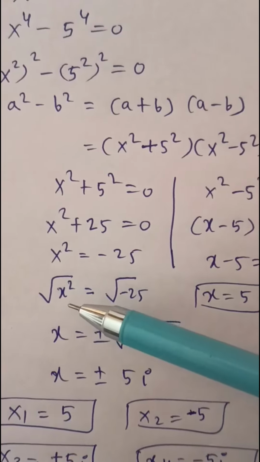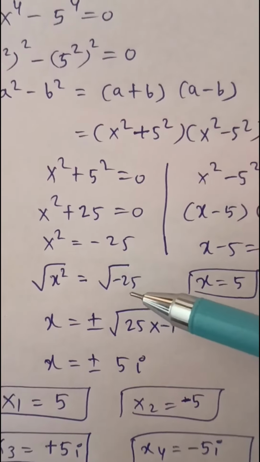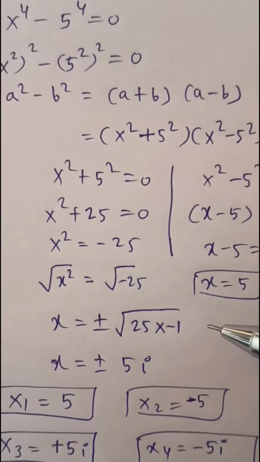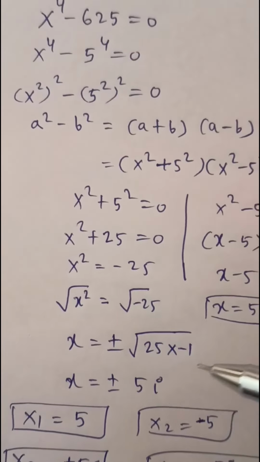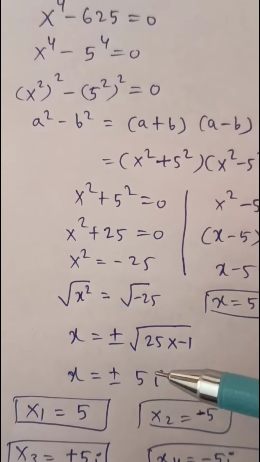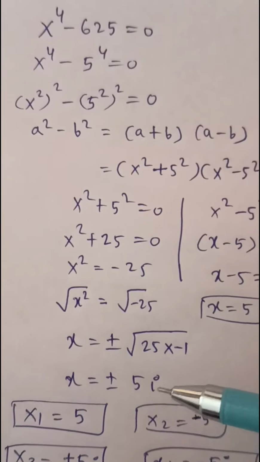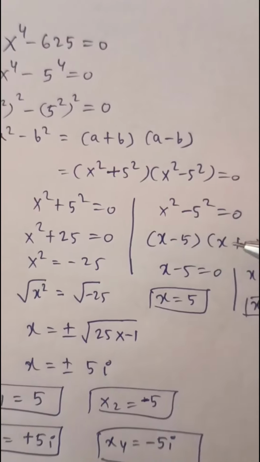Taking square root on both sides, we get x is equal to plus or minus square root of 25 times minus 1. Square root of 25 is 5. Square root of minus 1 is i. Therefore, x is equal to plus or minus 5i. This is one solution. Next, x squared minus 5 squared is equal to 0.